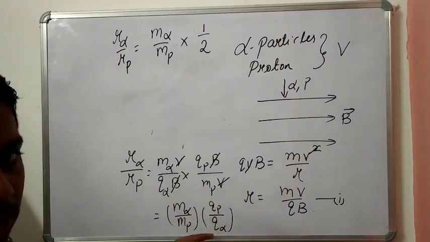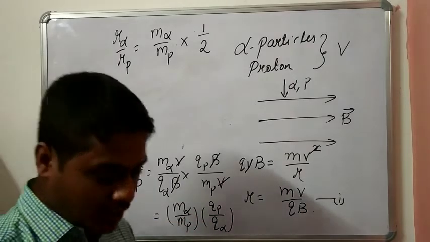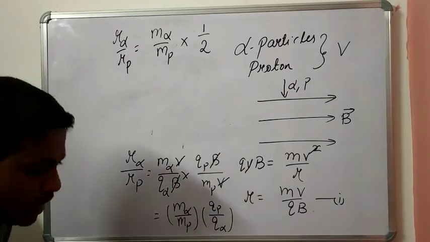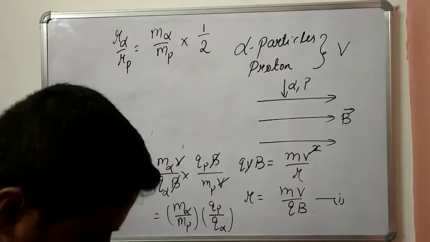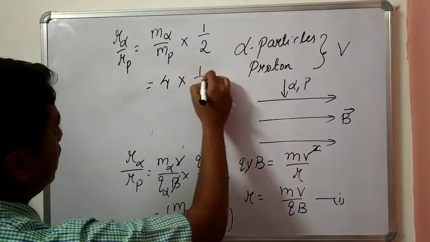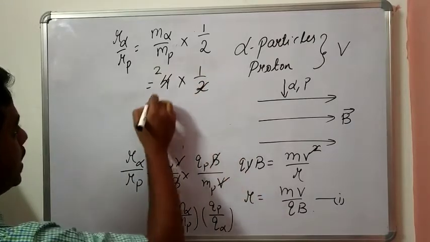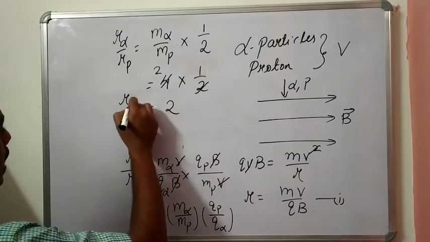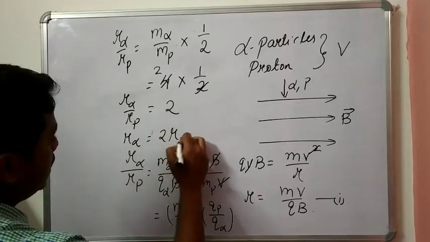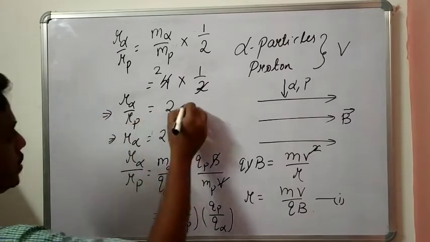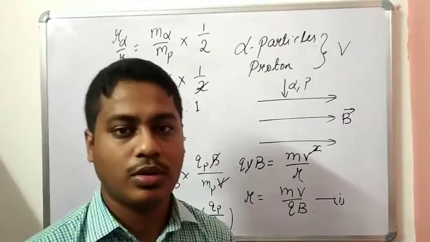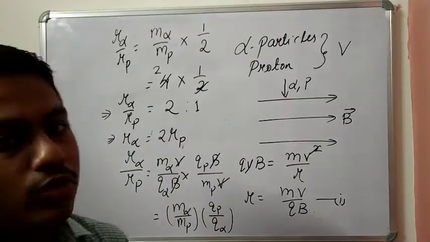This is because of qp by q alpha, since q alpha is twice the charge of the proton. Then the mass of the alpha particle compared to the mass of the proton is 4, so it is 4 into 1 by 2. So the 2 will cancel, and r alpha by rp equals 2. So r alpha will be twice the radius of the proton, or you can write this as a ratio of 2:1, because in the question we have to find the ratio of these two. So we have got the answer as 2:1.